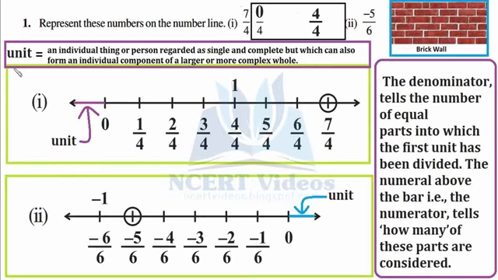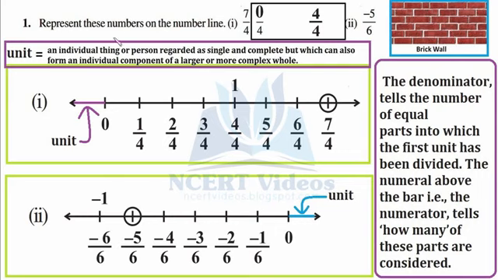Prior to solving this question, let us define unit. A unit is an individual thing or person regarded as single and complete. For instance, we have seen a brick wall which is made up of individual units of bricks that are complete in itself. Therefore, a unit is something which is complete in itself, but which can also form a larger or complex whole when organized in a certain shape. Therefore, a unit is the smallest individual thing which can form another complete body.